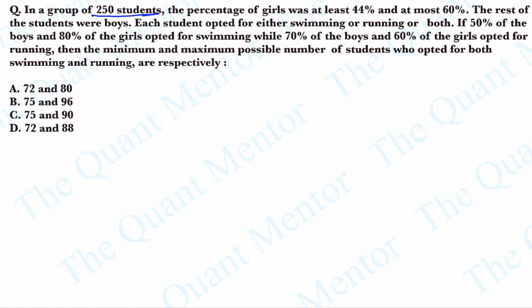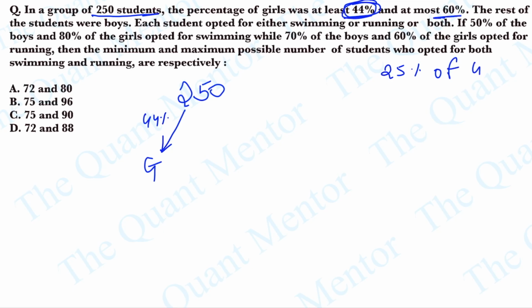The percentage of girls was at least 44 and at most 60, right? So let's focus on this part and find out the least number of girls in the group. So 250 children in total, out of them 44% are girls. So 44% of 250, you can find out this using the logic A percent of B is B percent of A. So 44% of 250 will be same as 25% of 440. As I've said, A percent of B is B percent of A.